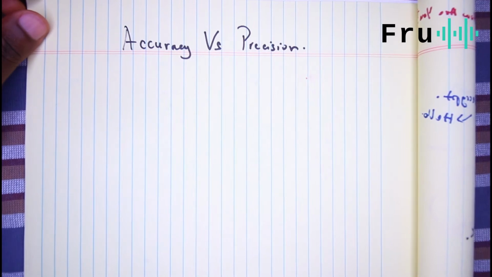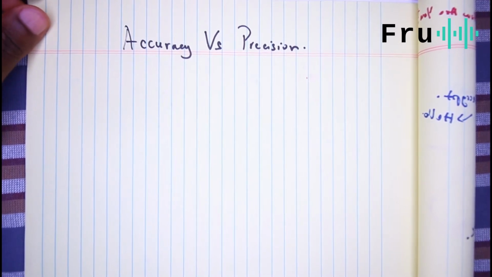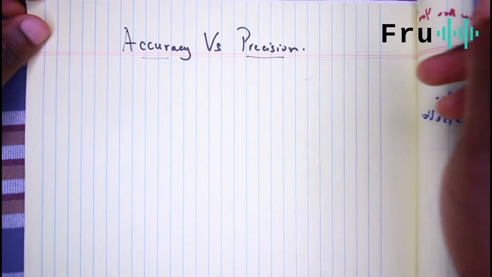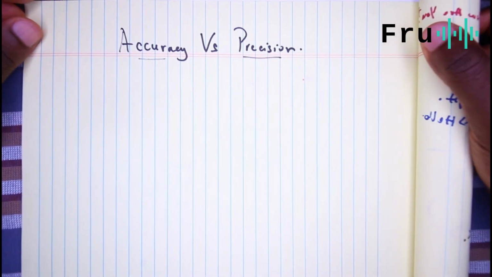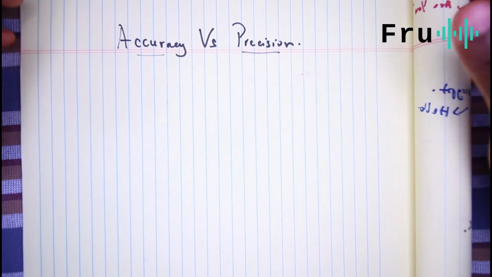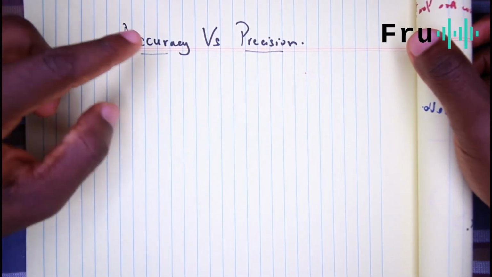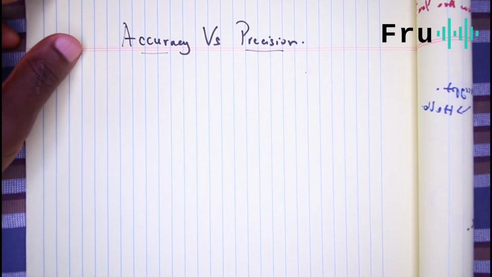So today's presentation is going to be a very interesting topic. We're going to look at accuracy versus precision. What are they? How different are they? And why is it important? Why should we care about accuracy versus precision as data professionals?